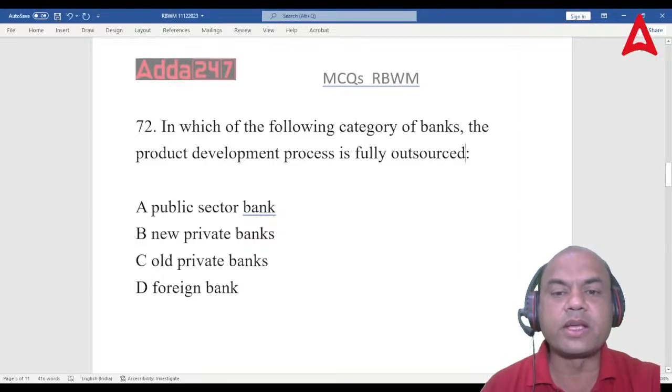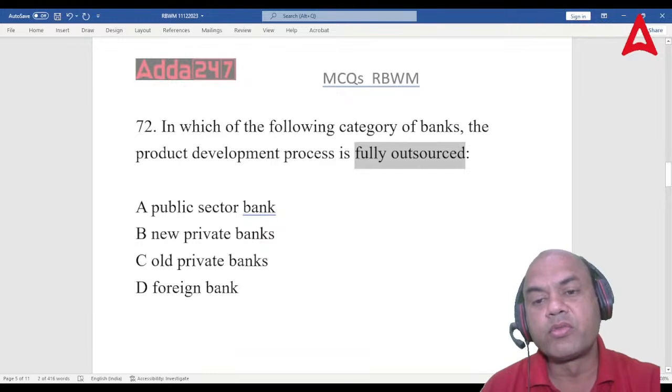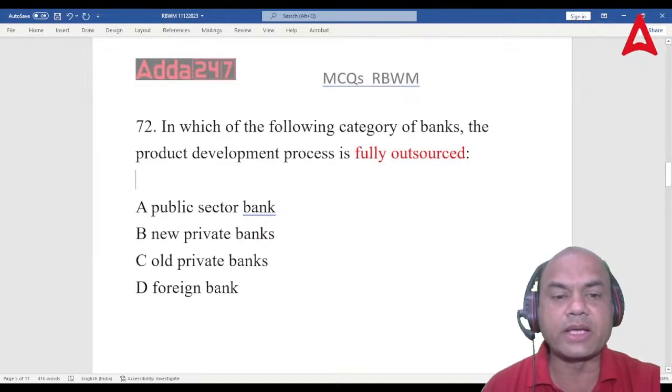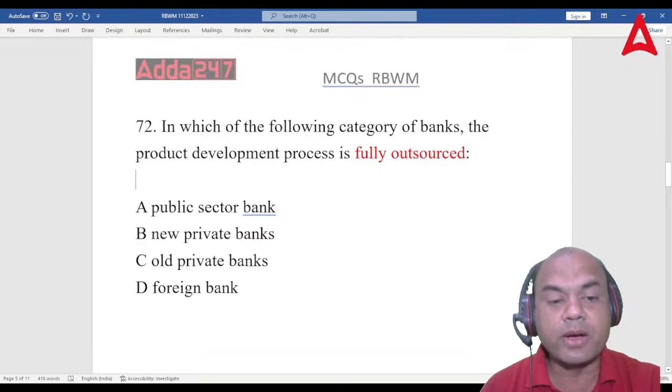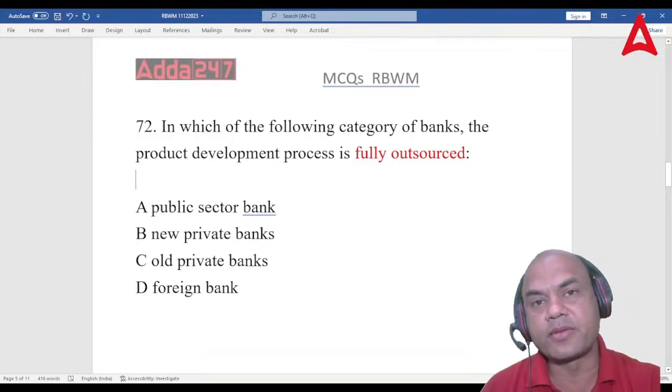In which of the following categories of banks is the product development process fully outsourced? Fully outsourced in which category of banks? Now think over it, everyone. Public sector, new private, old private, and foreign banks. Firstly, tell me what is a public sector bank?